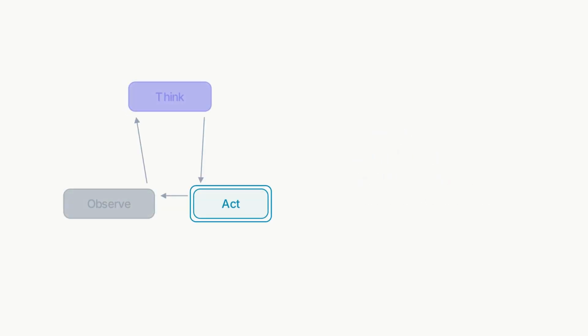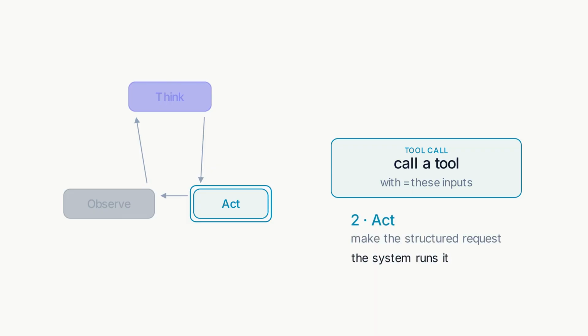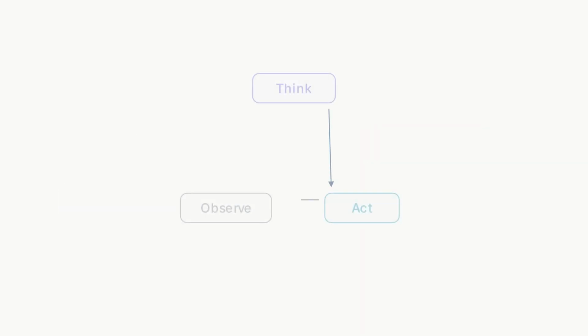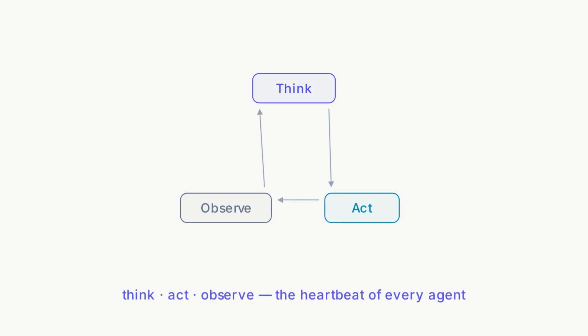Step 2, act. If it needs a tool, it makes that structured request we just saw. Call this tool with these inputs. The system runs it. This is the model reaching out and touching the world. Step 3, observe. The result comes back, a search result, a number, a database row, and lands in the model's context as new information. Now it knows something it didn't a moment ago. Then it loops. Think again now with the new information in hand. Act again if it still needs more. Observe again. Round and round, search, calculate, look up, check, until the model decides the goal is finally met and it's ready to give its answer.